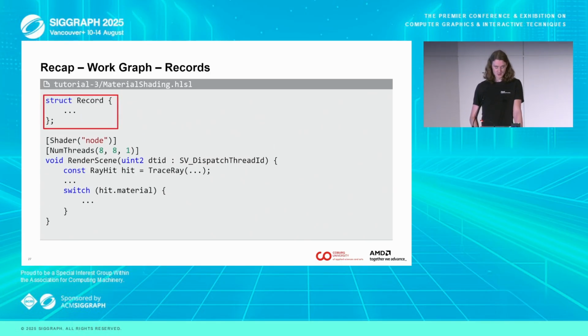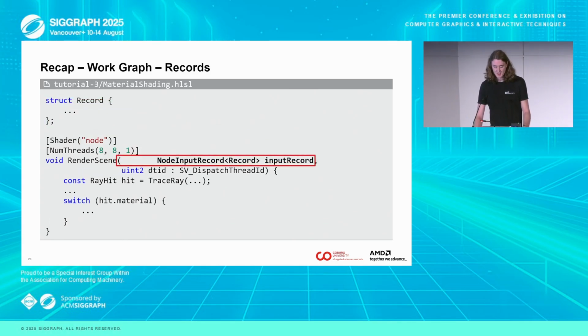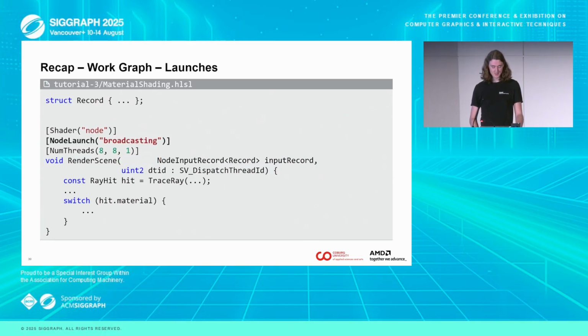Then Bastian has already told you, if you declare the record as the input, we need to pay special attention because all of these node input record types depend on the launch mode of our node. We haven't set one, so let's discuss that. Obviously, we want to have multiple thread groups, so we choose the broadcasting launch mode for this example. If you look on your cheat sheet at the broadcasting launch mode section, you will find for broadcasting nodes, the input is declared as a dispatch node input record.